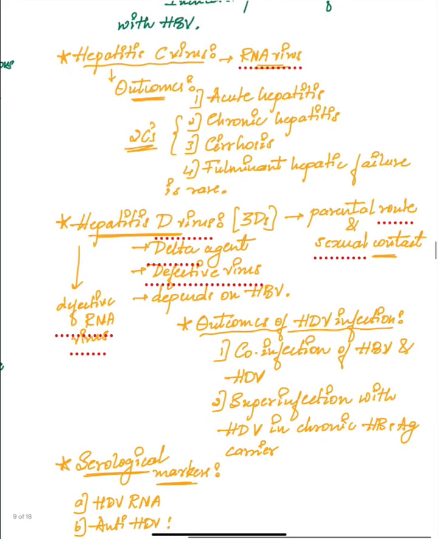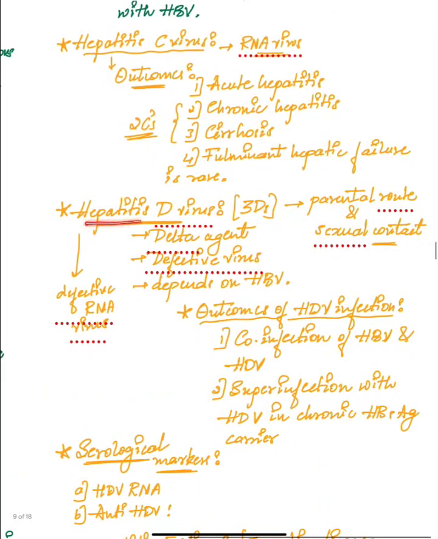Now coming to hepatitis C virus. It is mainly an RNA virus. The previous one was a DNA virus. The outcomes are acute hepatitis, chronic hepatitis, and cirrhosis. Fulminant hepatic failure is rare.